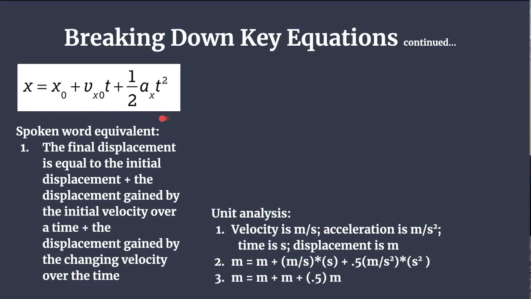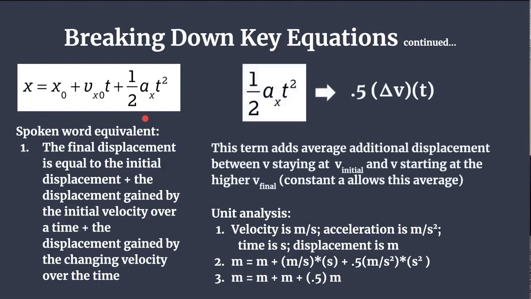This last term is where it gets a little bit more complicated. Similar to the one before it, it shows the additional displacement that occurs because of motion. However, here we focus on acceleration. If we instead think of a times t squared as delta v times t, we get a similar term as the one before it. This makes sense because v times t gives you displacement. The tricky thing here is the 1/2.